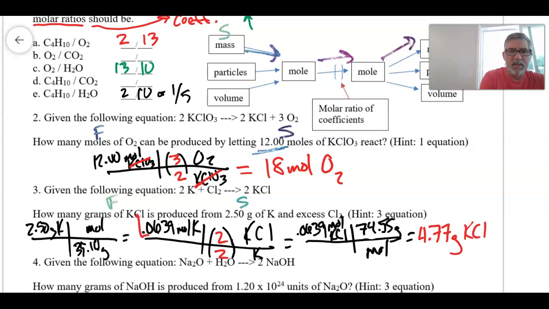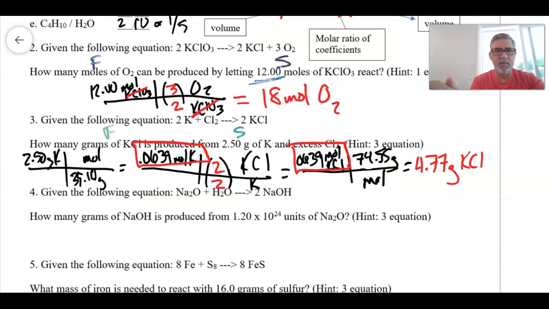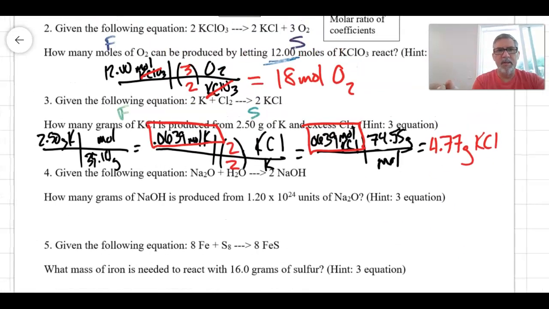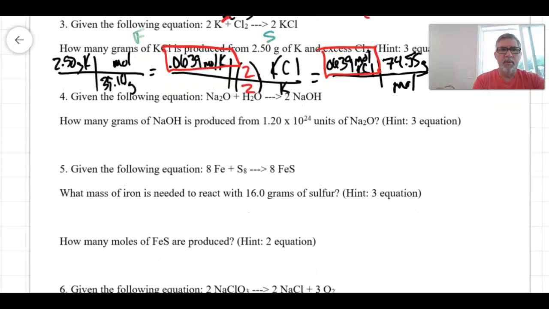Now the answer to each problem becomes the start of the next equation. So mass to mole, my answer mole becomes the start of my mole to mole. Then my mole becomes the start of my mole to mass. So that's how you do stoichiometry problems. Pretty easy, right? You should be able to follow that same format for the rest of them. I'm not going to solve the rest, but I can help you read.